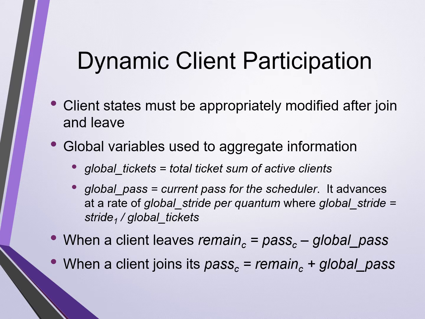A client state variable called remain is used to store the remaining portion of its stride when a dynamic change occurs. The remain field is the number of passes left before the client's next selection. So when a client leaves the system, remain is the difference between the client's pass and the global pass. When the client rejoins, its new pass value is its remain added to the global pass. So note that if the client's remain is more than its stride, the client gets penalized when it rejoins. And the opposite is true. If the client's remain is less than its stride, the client gets credited when it rejoins.